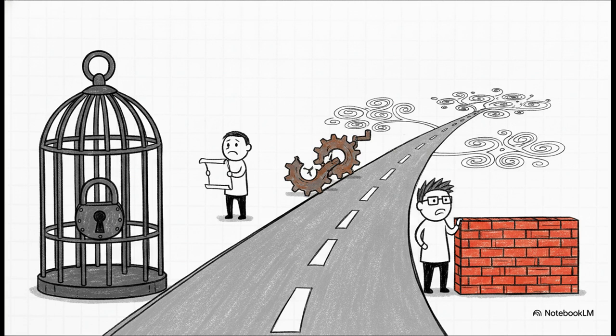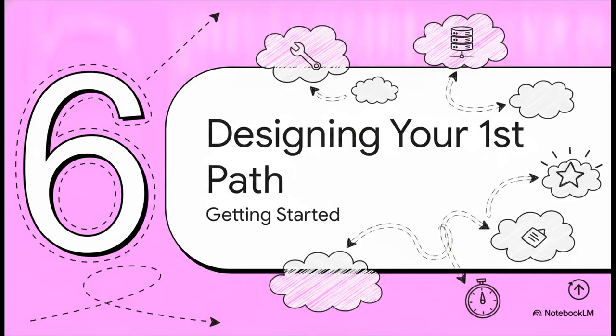Fourth, ignoring developer feedback is fatal. Remember, your developers are your internal customers. And finally, too many path variations. If you try building a custom path for every single tiny edge case, you completely destroy the benefit of standardization in the first place. Finally, Section 6, designing your first path and getting started.